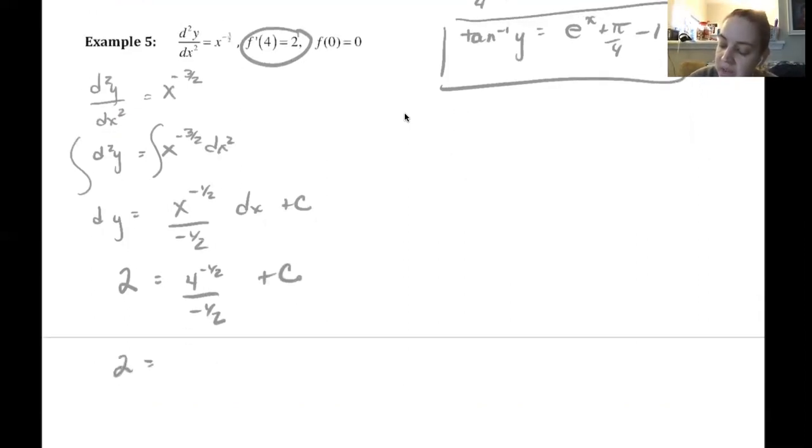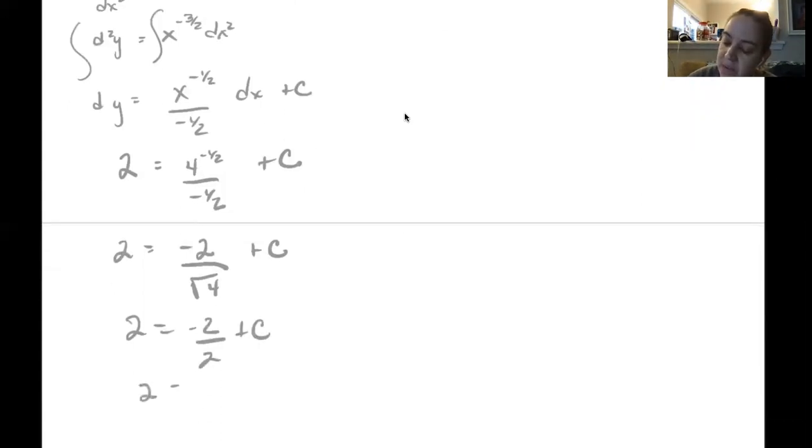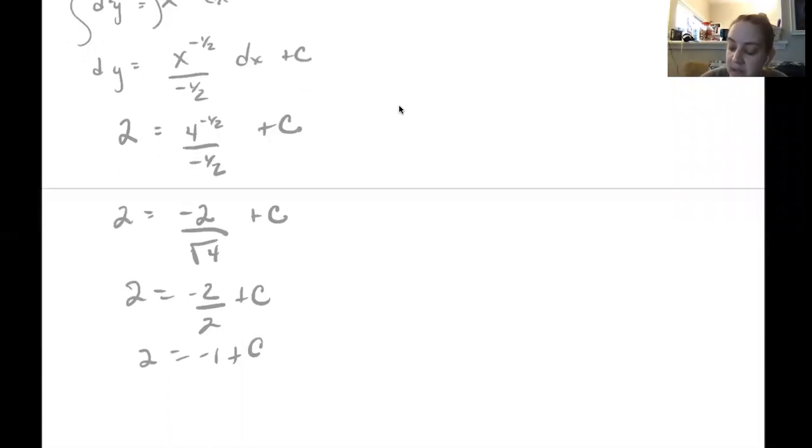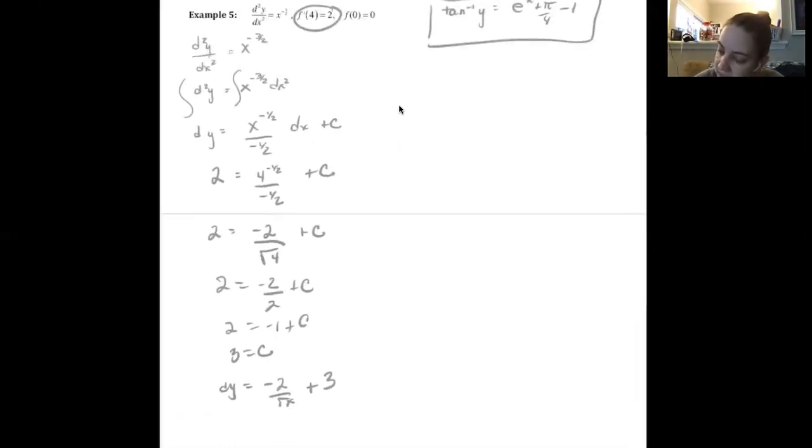So this becomes 2 equals, if I divide by negative 1/2, that's really the same thing as multiplying by negative 2, over the square root of 4, plus c. So 2 equals negative 2 over 2 plus c. 2 equals negative 1 plus c. So 3 is equal to c. So if I put that first derivative piece together, the first derivative is negative 2 over the square root of x plus 3.